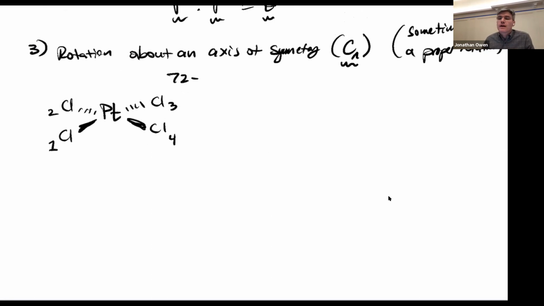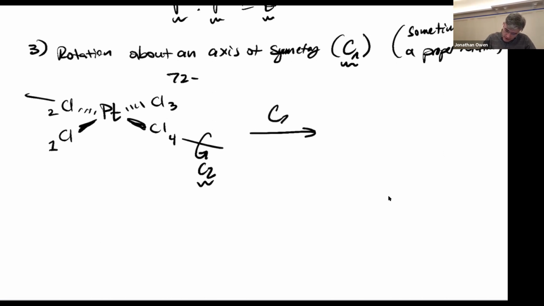This is a square planar compound. All of those chlorines are 90 degrees apart from each other. And if you were to skewer this and make some barbecue, we're going to put a C2 operation, a C2 symmetry axis through a chlorine 4, platinum, and chlorine 2. And then we can spin that molecule about that axis and recover the same geometry.